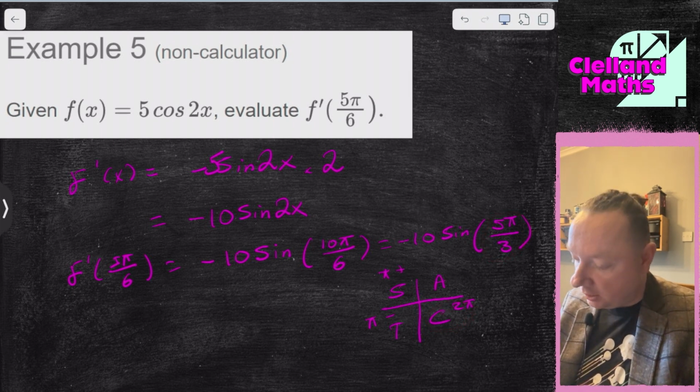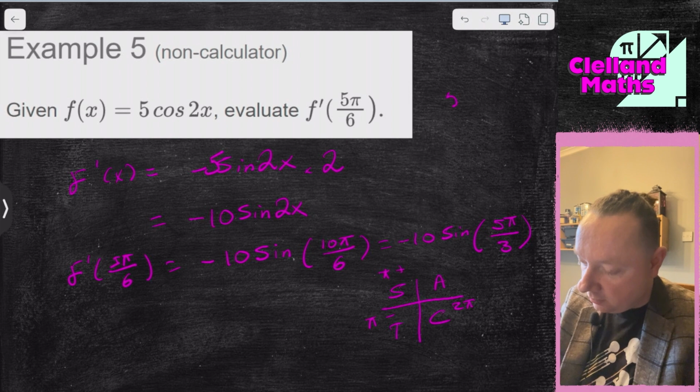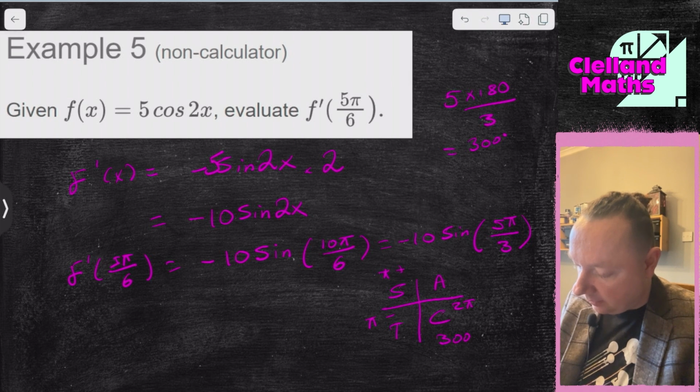Now, if you don't know that, change that to degrees. You can do 5 times 180 divided by 3, and you'll see what it is. Let's do that at the side, actually. 5 times 180 divided by 3, because we know a lot of people don't like thinking in radians. 180 divided by 3 is 60, times 5 is 300. So we know this angle is 300 degrees, which is in here.